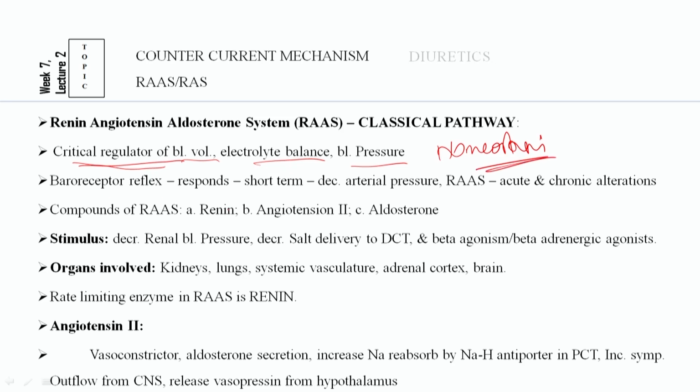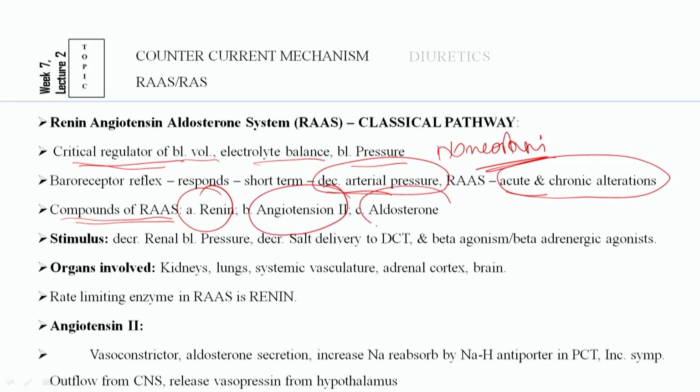Now, the baroreceptor reflex responds to short-term fluctuations in decreased arterial blood pressure, right? Whereas the RAAS mechanism takes over when an acute and chronic alteration is required. What are the compounds included in the RAS mechanism? The first one is renin, the second is angiotensin 2, and the third is aldosterone. These are the three important components.